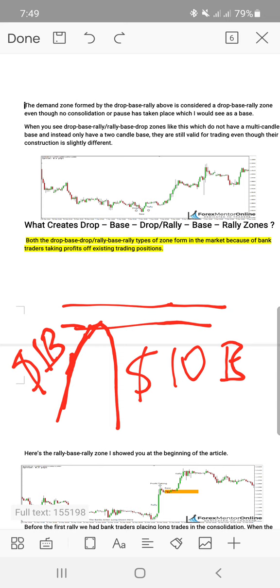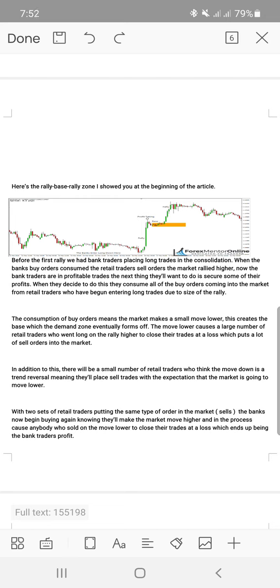So remember, rally-based rally and drop-based drop form as a result of bank traders or institutional traders taking profits, right? So let me explain how the other ones form, which are rally-based drop and drop-based rally. Okay, before I explain drop-based rally and rally-based drop, let me give a small further explanation of what I just said about what the bank or institutional traders are doing.